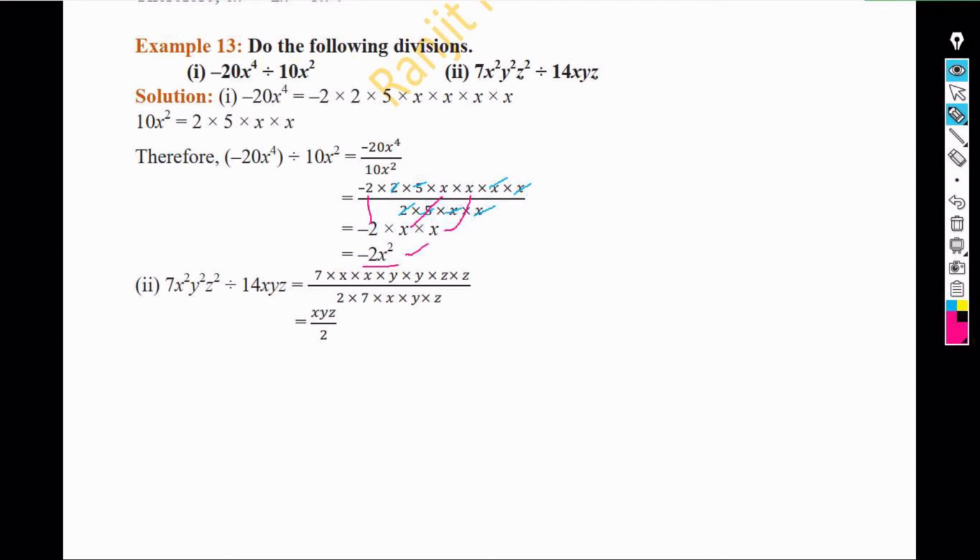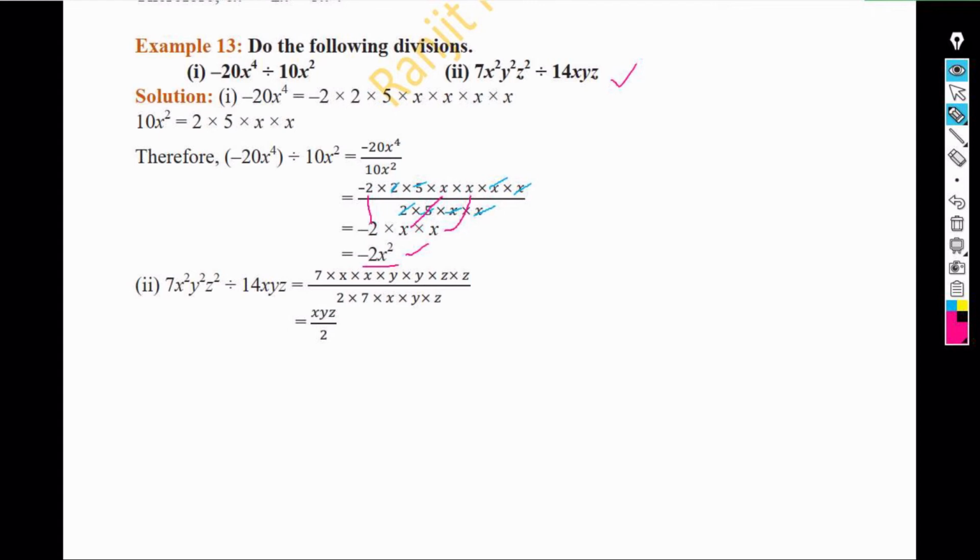This is the result. Similarly, in this division, in the second part, 7x square y square z square divided by 14xyz. Write down the numerator as 7 into x into y into z into z, and the denominator as 2 into 7, that is 14, into x into y into z.